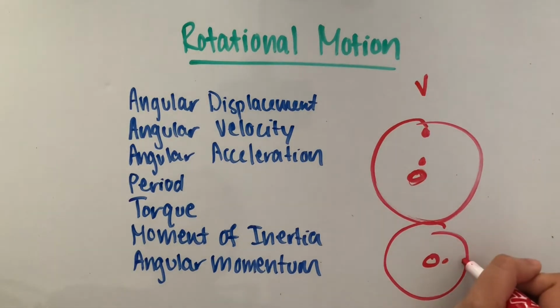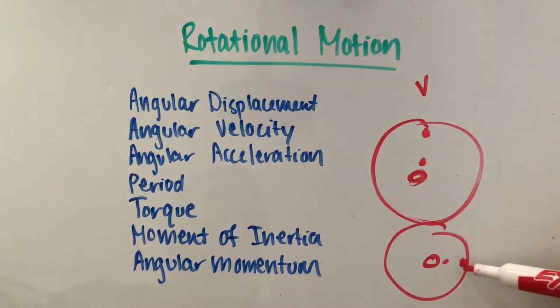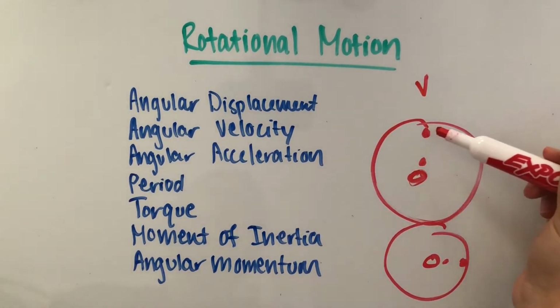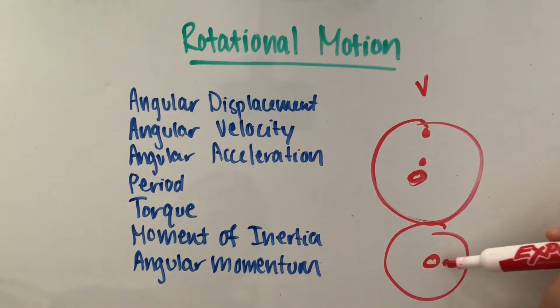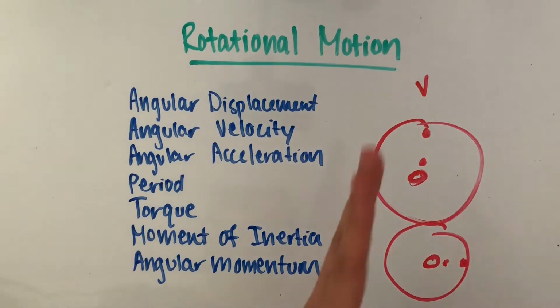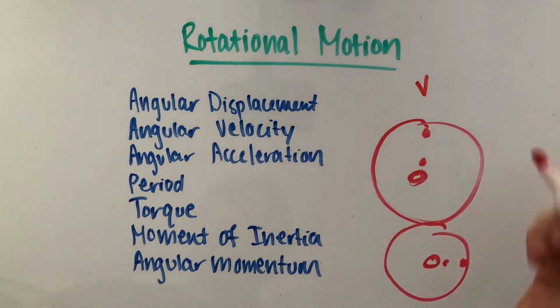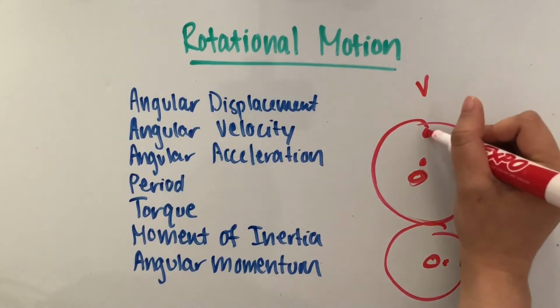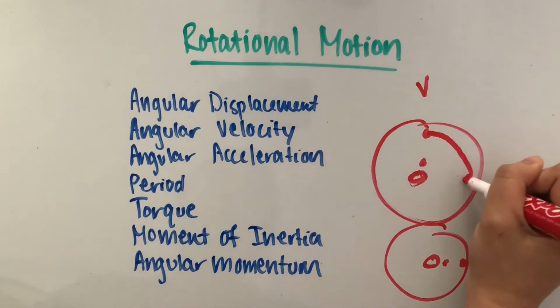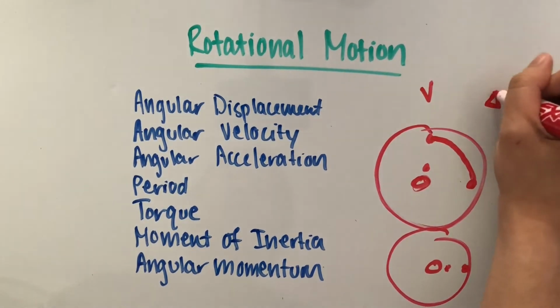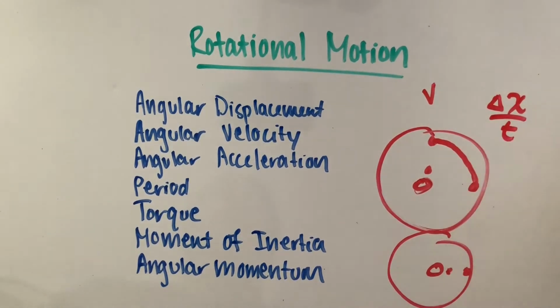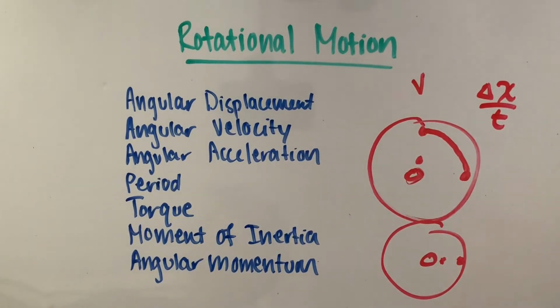And so the new points will be here for this outer point that we had before, and this inner point will be translated to over here. So it looks like it shifted about 90 degrees. So the velocity for this point is going to be the distance it traveled, which is going to be the length of this arc, over time. And that's basically just the definition of velocity.